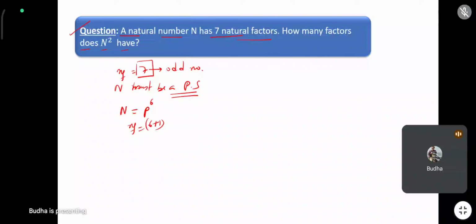Now, I might have the number of factors as 15. This is also an odd number, so would p raised to power 14 have come here too? n is a perfect square. Not necessary. There is a difference between the two.